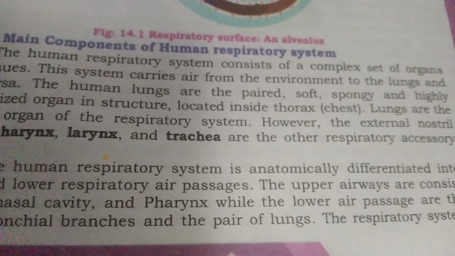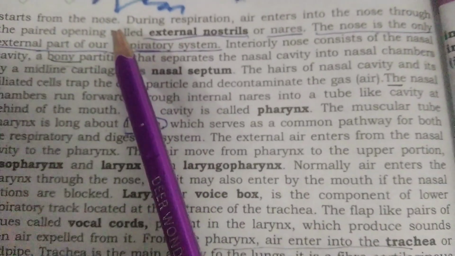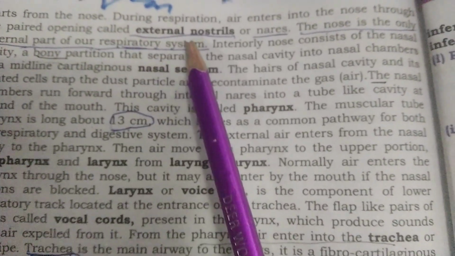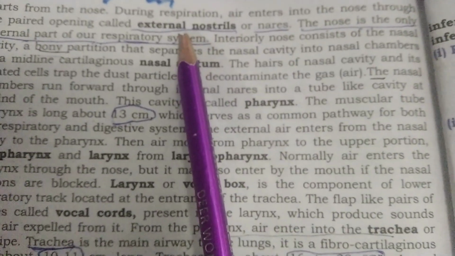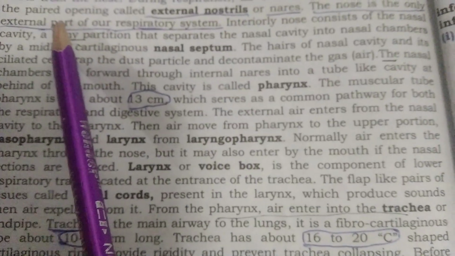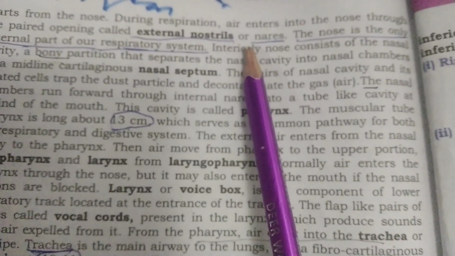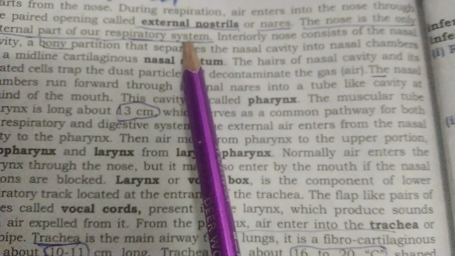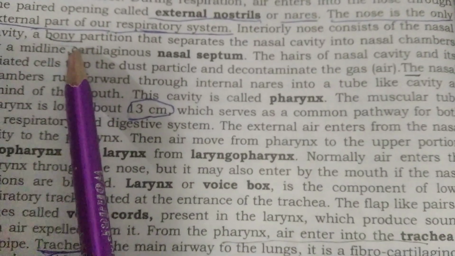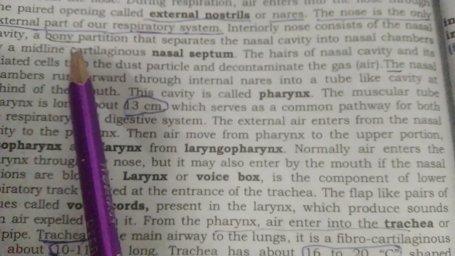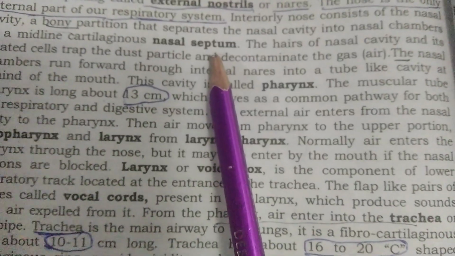But in the respiratory system, it starts from the nose. Everyone knows that. The air enters into the nose through the external nostrils, because the nose has nares or nostrils, which we call external nostrils or nares. The nose is the only part of the respiratory system which is external. Internally, the nose consists of a bony partition that separates it, the nasal septum. The nasal septum easily separates both sides.